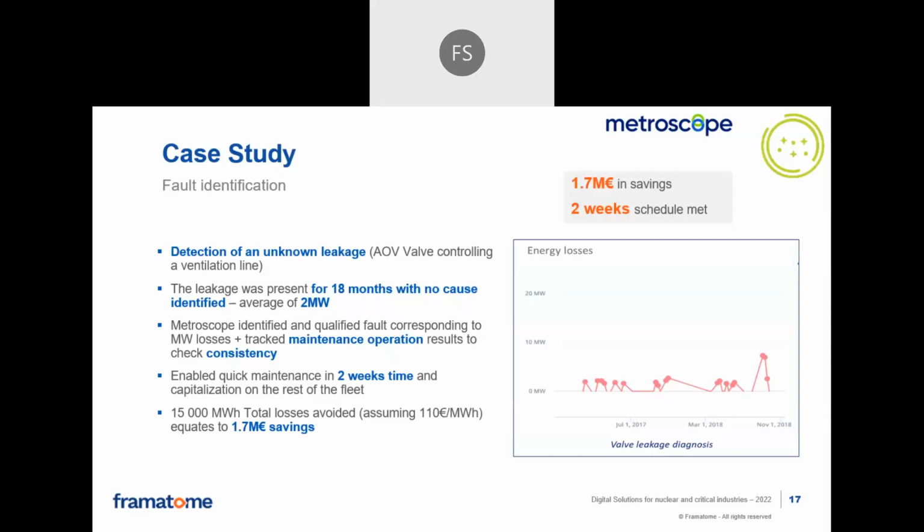In total, if Microscope had been deployed earlier, the power plant could have saved 18 months of unknown losses, with an average of 2 megawatts. So it's a total of losses of 15,000 megawatt hours. It means at the end a saving of 1.7 million euros, which is quite considerable. Next slide, please.